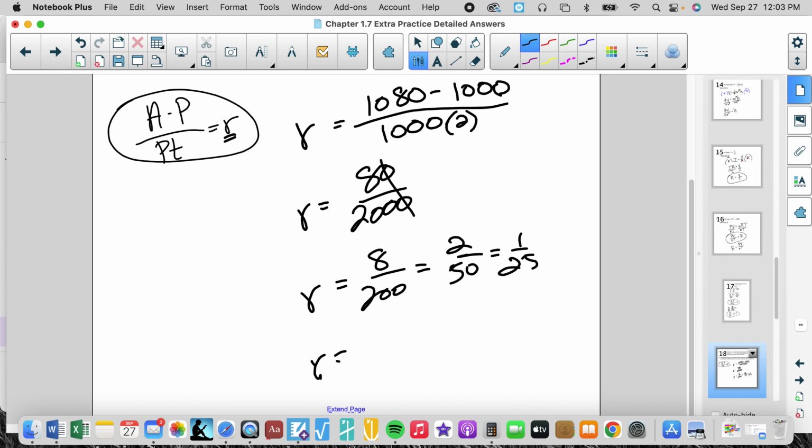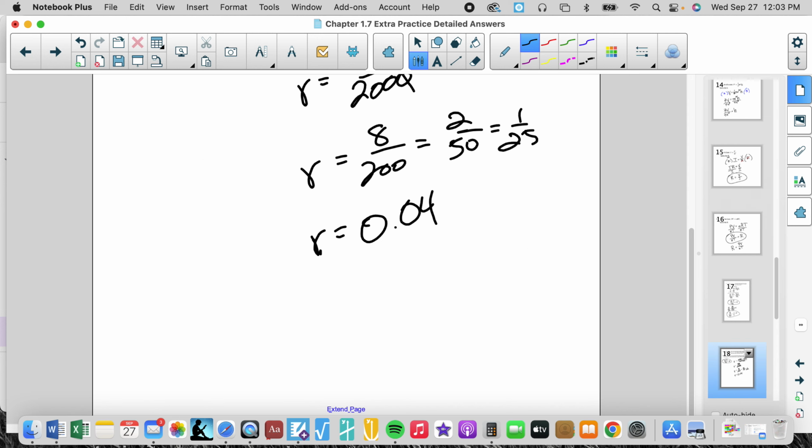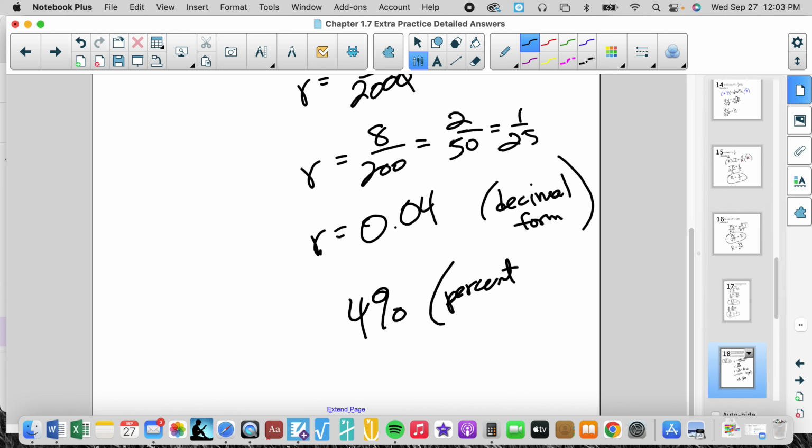So that rate is 0.04. Now that's a rate in decimal form. What is it in percentage form? So 0.04 is 4%. That is the percentage. That's my answer in percentage. Let's see what it says. What is the annual interest rate? Well, I guess you could say either one. I like 4%. That sort of tells me that you understand that it's a percentage rate.